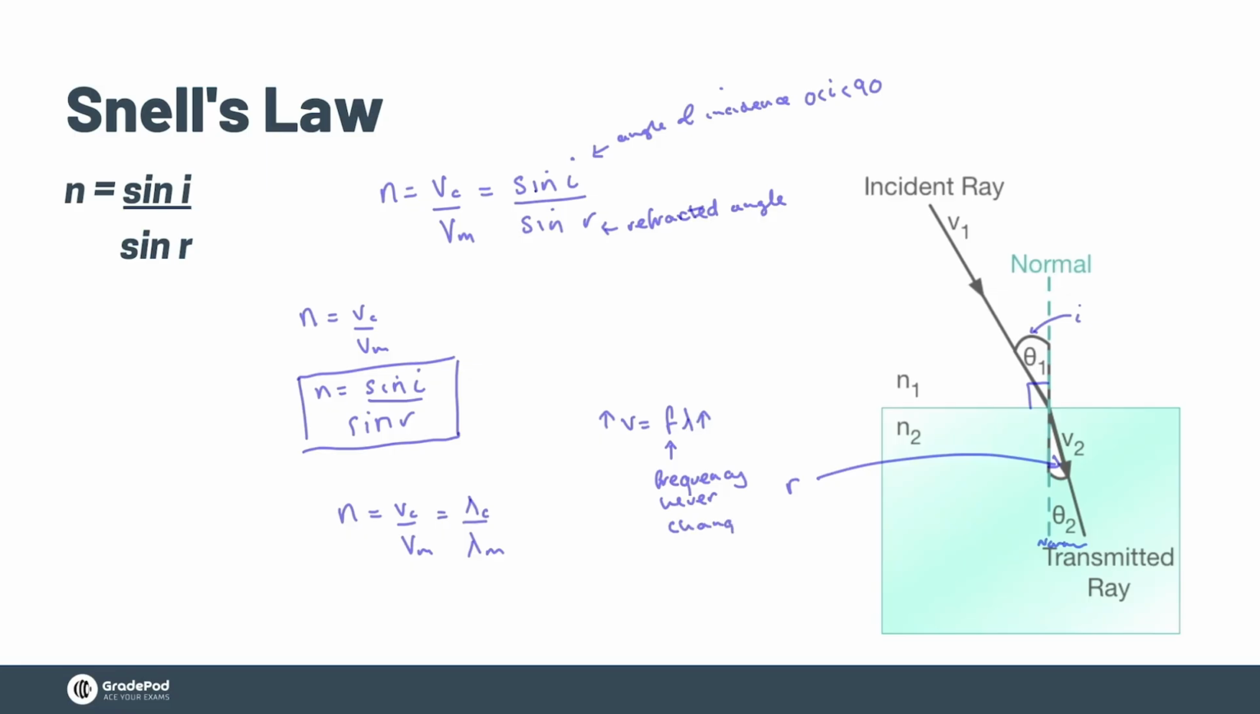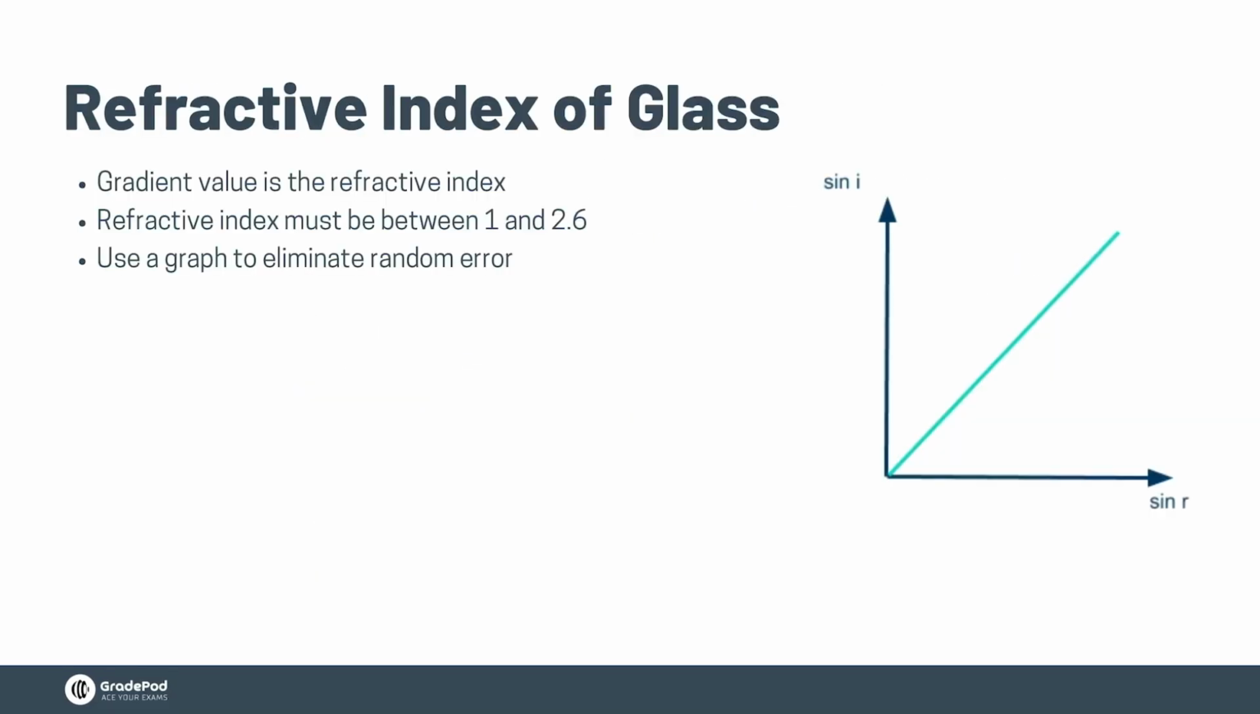It's a constant for light if you're using one particular colour of light. So V and lambda are directly proportional, so you could also have your equation looking a bit like that. This graph is going to allow you to find what the refractive index of the glass is. You plot sine R on the x-axis, you plot sine I on the y-axis, and let's just rearrange things slightly. N equals sine I over sine R. So that means that sine I equals N sine R.